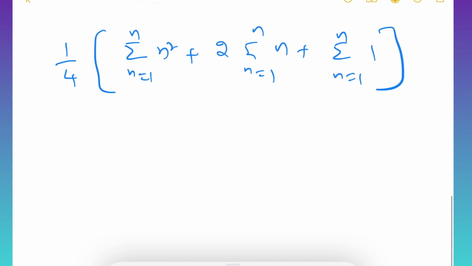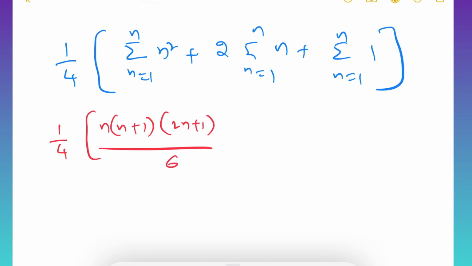Okay, now for this let us substitute the formulas. 1 by 4 as it is into sigma n square. What is the n square formula? Sum of the squares of the first n numbers, that is n into (n plus 1) into (2n plus 1) whole divided by 6, plus 2 into sigma n, the sum of the first n natural numbers, that is n into (n plus 1) divided by 2, plus sigma 1, nothing but n, because it is extended till n, so as it is n. Close the bracket.